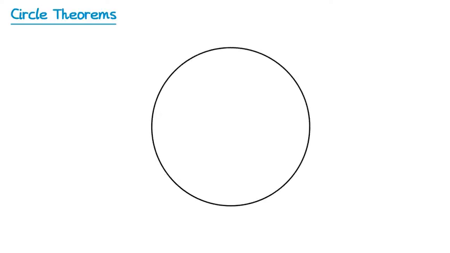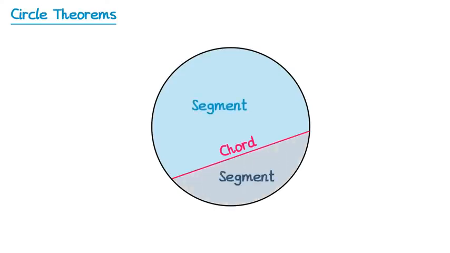Hello and welcome to this video where we're going to learn about circle theorems. Before we do our first theorem, we're going to need to know the names of some key points of a circle. So if we draw a circle, and then draw a straight line that goes from one side of the circle to the other, this line is known as a chord. A chord will always split a circle into two segments. Here we have a segment at the top, and also a segment here at the bottom.